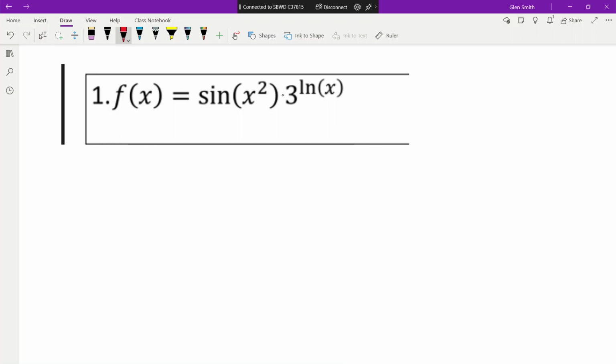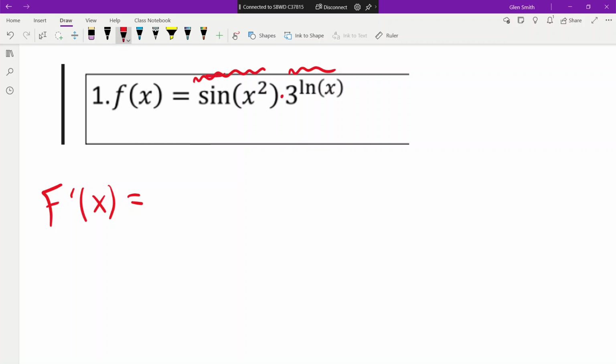So the big rule here is the product rule, right? We're multiplying two things. This thing times this thing. Okay? So when we derive that, the product rule says derive one, leave one. Doesn't matter which one you want to derive first. I derive the first thing first most of the time.